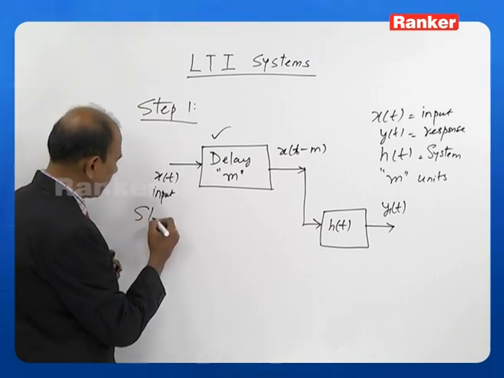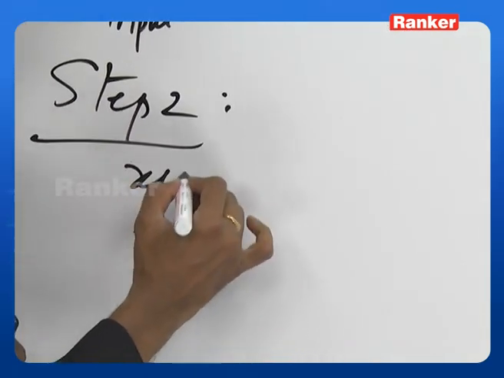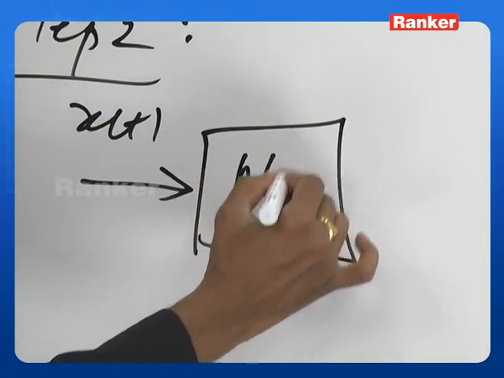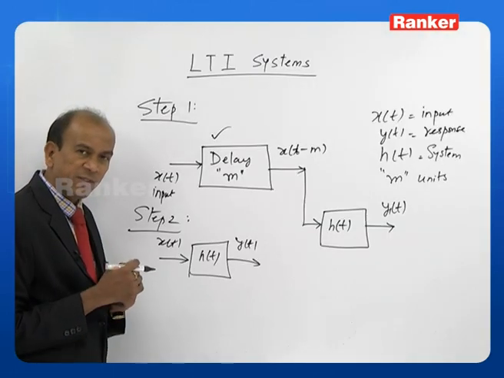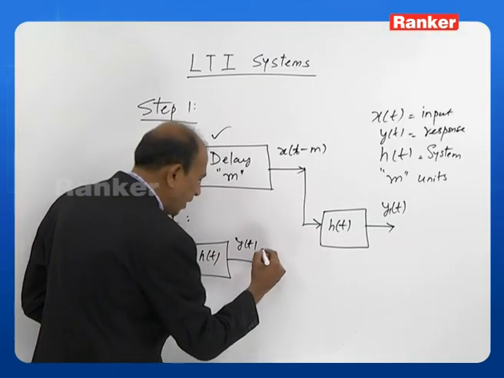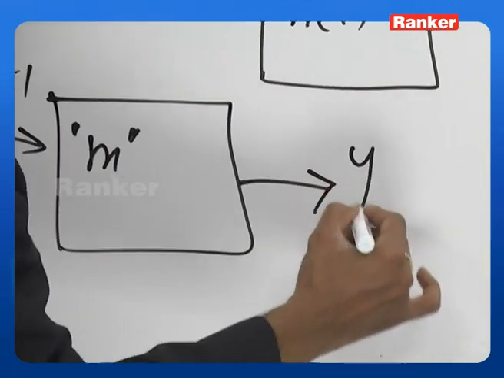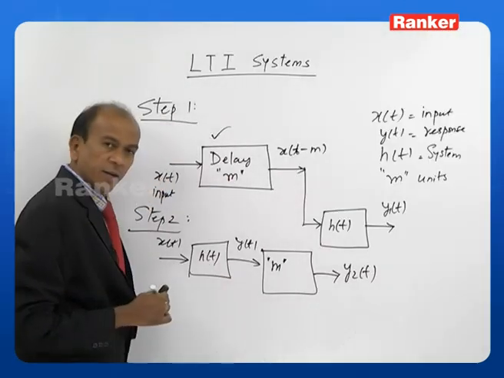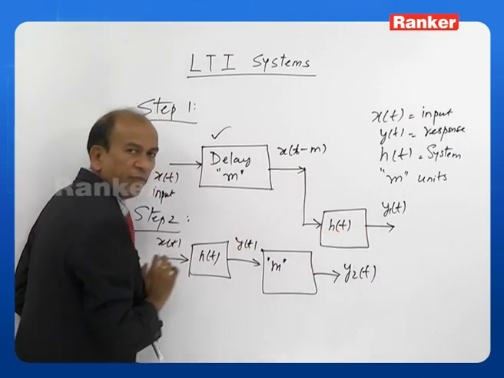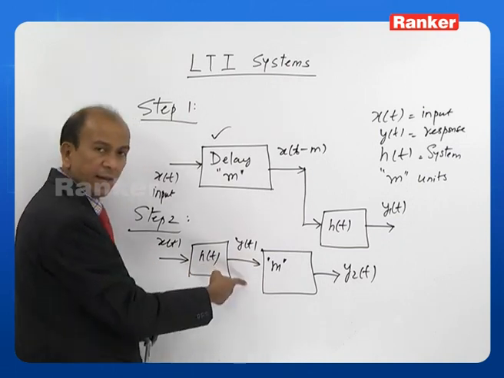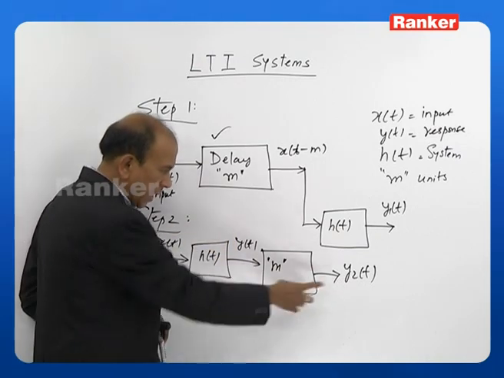In the second step, what are we doing? The input x of t is passing through a system h of t, and I am getting output y of t. This is my response. Now this we have to delay. So it is passed through a delay element having m units, and I am getting an output which is y2 of t. So here y of t is delayed, whereas earlier x of t was delayed. With x of t delayed, I got y1 of t, and in the second case I am delaying the output response y of t by a certain time m, and then I get y2 of t.